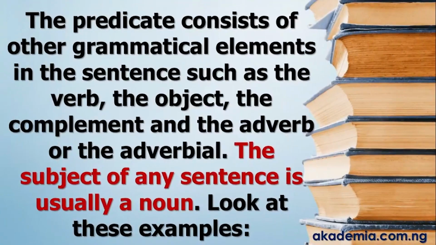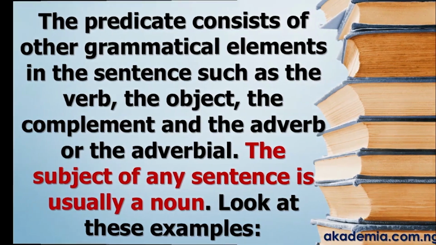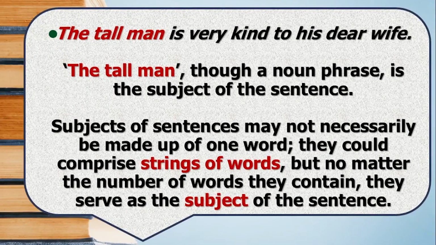The predicate consists of other grammatical elements in the sentence, such as the verb, the object, the complement, and the adverb or the adverbial. The subject of any sentence is usually a noun. Let's consider some examples. The tall man is very kind to his dear wife. The tall man, though a noun phrase, is the subject of the sentence. So if you are asked, what's the subject of the sentence? Then you have the tall man as the subject of the sentence, which is a noun, even though it's a noun phrase. Now, what that means is that subjects of sentences may not necessarily be made up of one word.